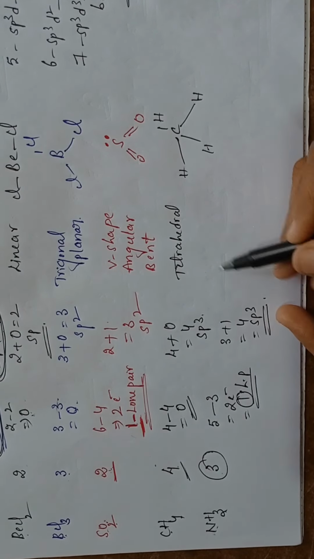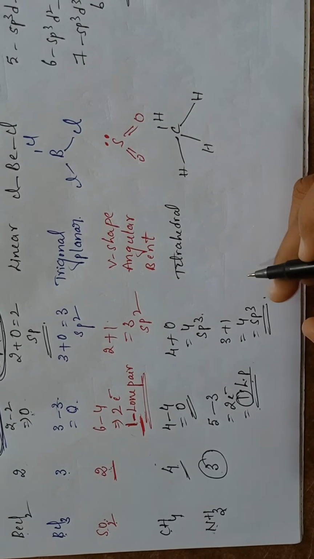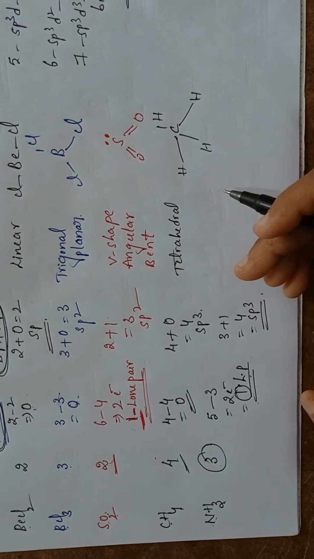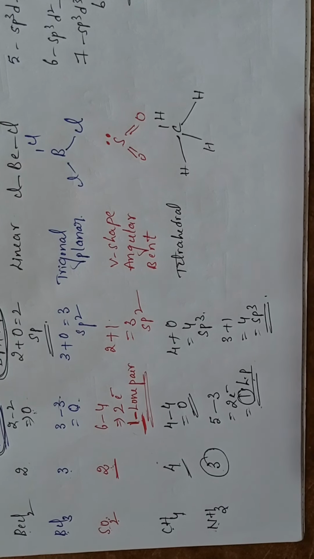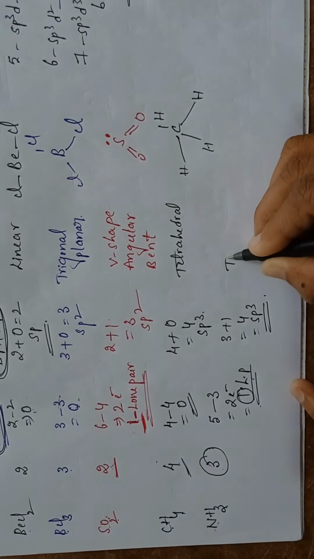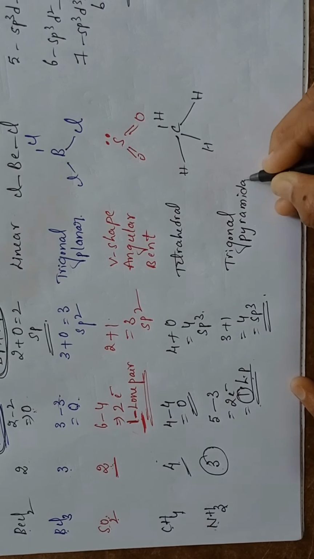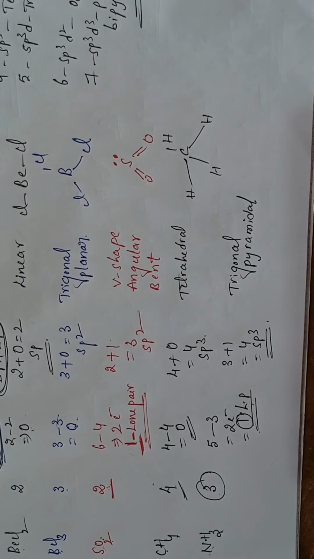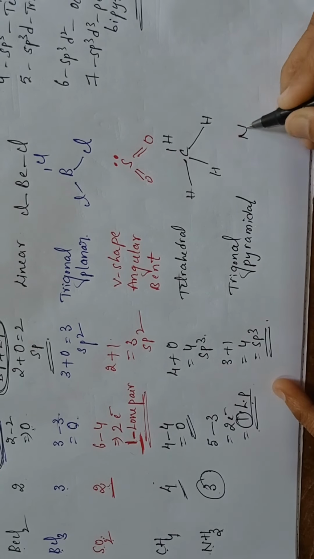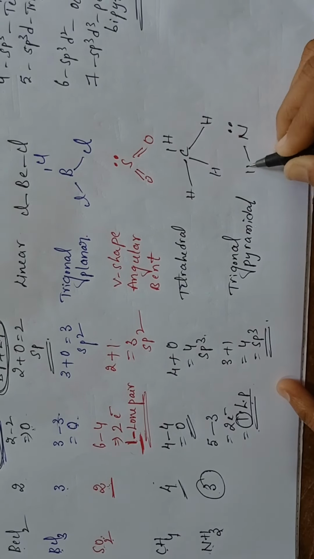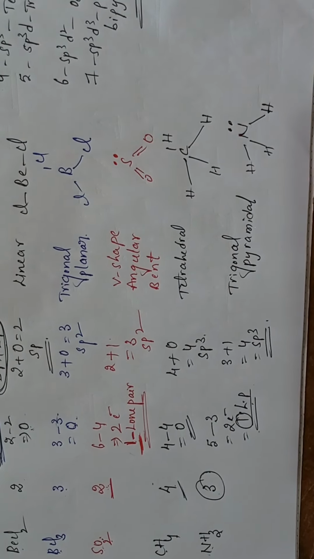Then what is the shape? Here lone pair is present. According to VSEPR theory, its shape will be changed. sp3 hybridization. What is the shape, students? Trigonal pyramidal shape. Which shape, students? Trigonal pyramidal. So what is the geometry of NH3? N, 1 lone pair, 3 bond pairs. Okay, 3 bond pairs, students. So this is about the NH3 molecule.